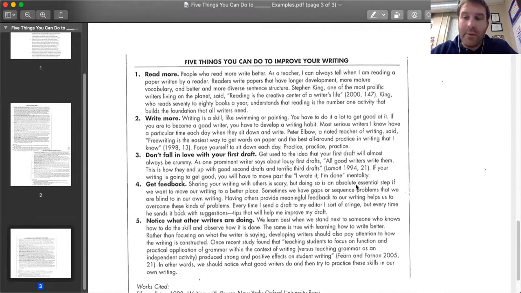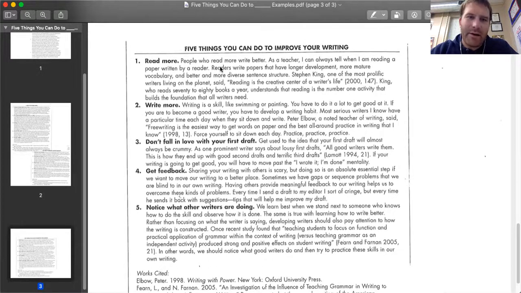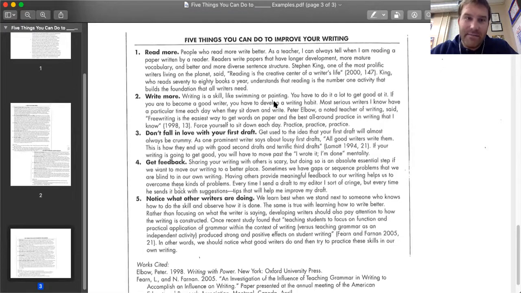Number 1, read more. People who read more write better. As a teacher, I can always tell when I am reading a paper written by a reader. Readers write with more mature development, mature vocabulary, and better and more diverse sentence structure. Stephen King, one of the most prolific writers living on the planet, said, quote, "Reading is the creative center of a writer's life." King, who reads 70 to 80 books a year, understands that reading is the number 1 activity that can build the foundation of what all writers need.